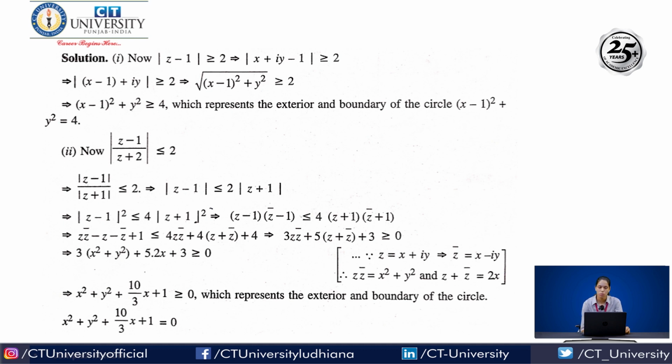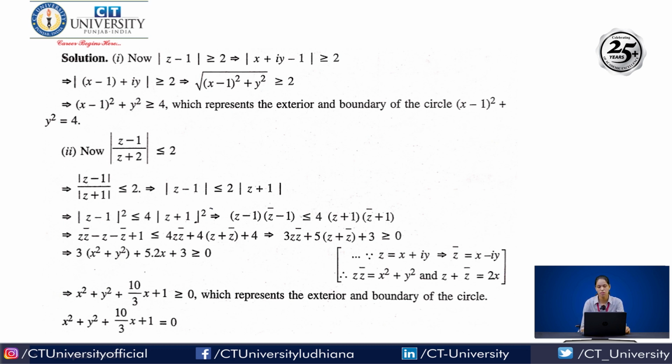Taking the square on both sides, it becomes (x − 1)² plus y² is greater than or equals to 4, which is representing the circle's equation. This is the exterior because the greater-than points represent the exterior of the circle, but the boundary of the circle is (x − 1)² plus y² equals to 4. So this will represent the equation of the circle, exterior and boundary both.